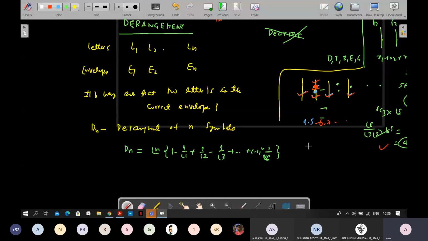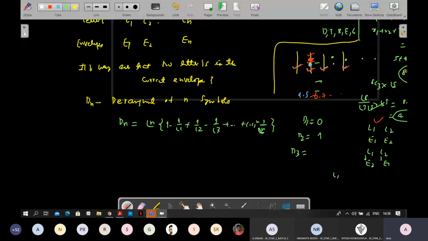Understand D1. D1 means one letter and one envelope. If there is just one letter and one envelope, there is no way it can go wrong. It has to be correct. So D1 equals 0. D2: if you have two letters and two envelopes, then there is only one way to go wrong, when L1 goes to E2 and L2 goes to E1. So D2 is 1.